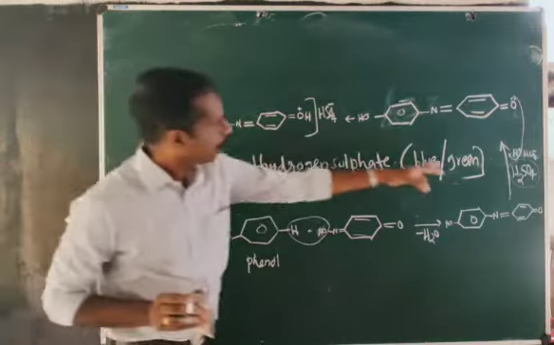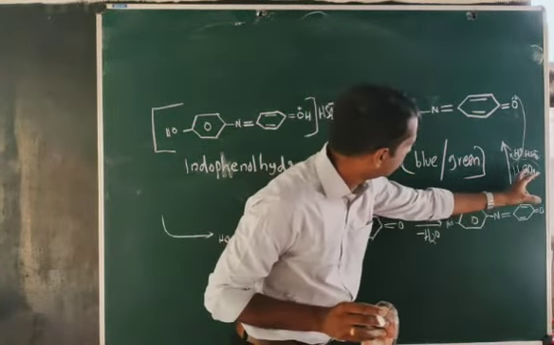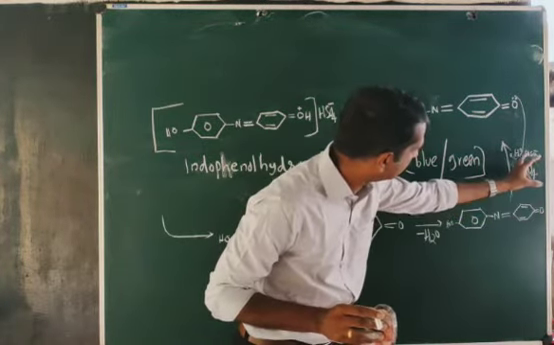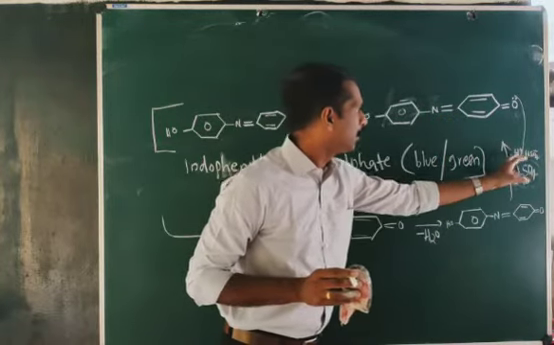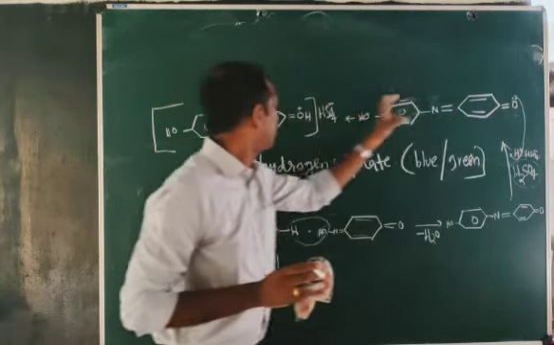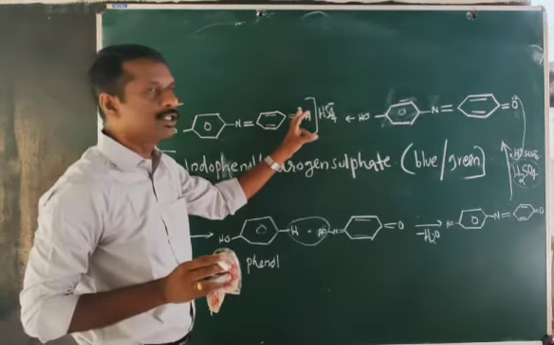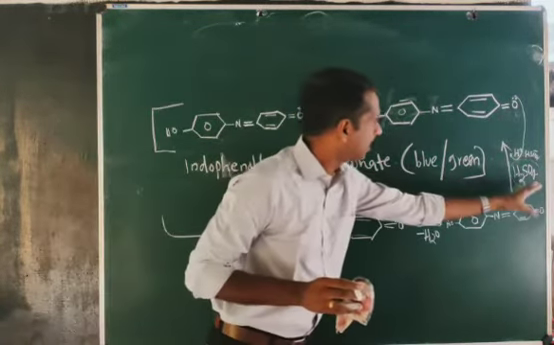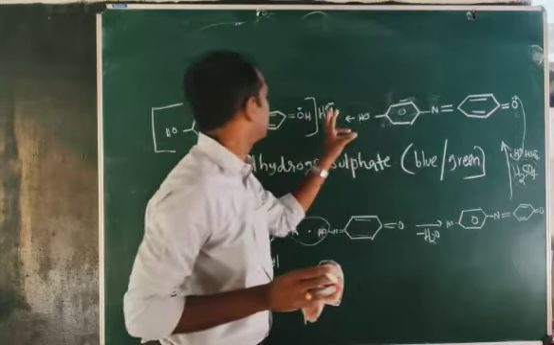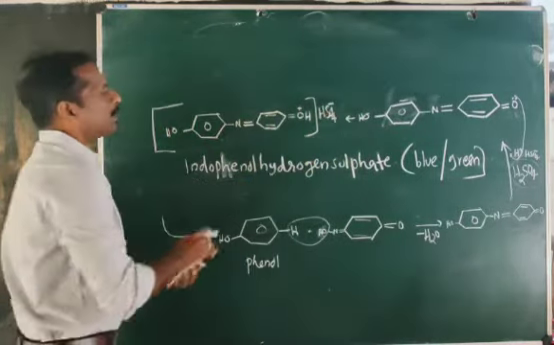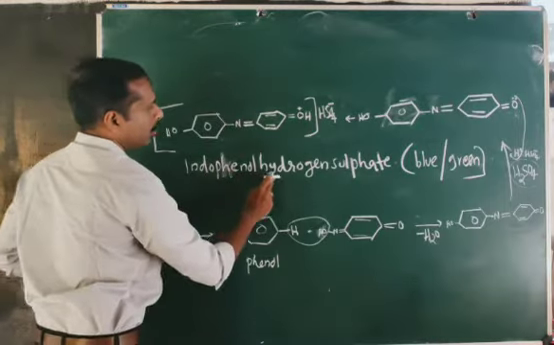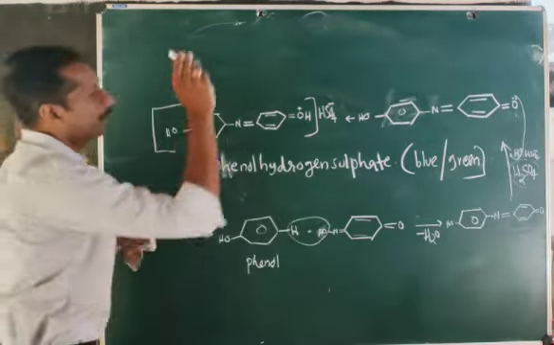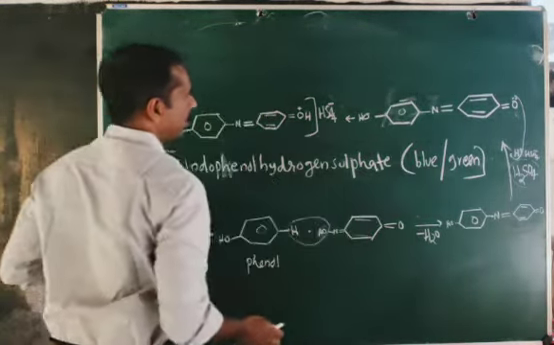Look here. This compound is reacting with H2SO4. H2SO4 can generate H plus and HSO4 minus. H plus will be taken by this oxygen atom, so it will change into OH with a positive charge. And what is remaining? HSO4 minus. So the entire salt is known as indophenol hydrogen sulfate, and this is responsible for the blue or green color.